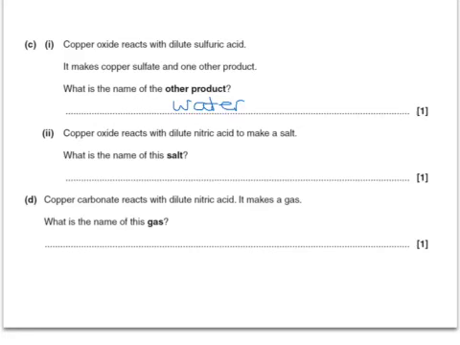Copper oxide reacts with dilute nitric acid to make a salt. What's the name of the salt here? Well, it'd be copper, and from the nitric acid, nitrate. So the answer here would be copper, strictly copper 2 nitrate, although the 2 wasn't given in the question. And finally, copper carbonate reacts with dilute nitric acid. It makes a gas. What's the name of this gas? Well, here, copper carbonate reacts with an acid to make a salt, water, and of course, carbon dioxide.